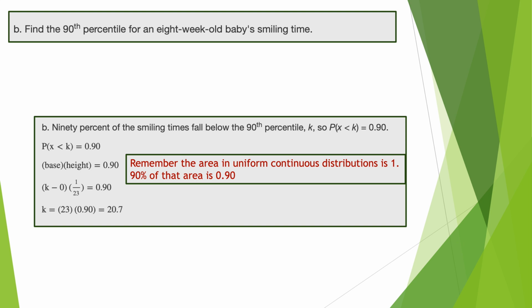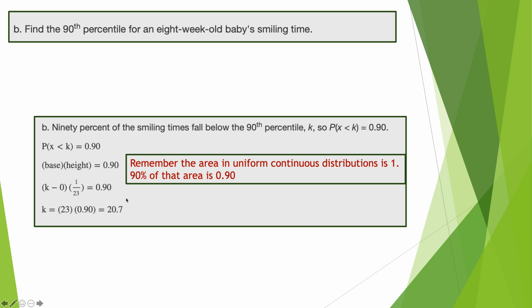So the next thing it asks for is to find the 90th percentile for the 8-week-old baby's smiling time. Let's go through this step by step, okay? Because percentiles gave us a little bit of a problem when we covered them before the first test. So the 90th percentile converts to a decimal 0.9. And if you look at it in terms of the rectangle, then that means I want to have an area of 0.9. So what, take away 0, multiplied by 1/23 gives me 0.9. And the answer to that is 20.7.